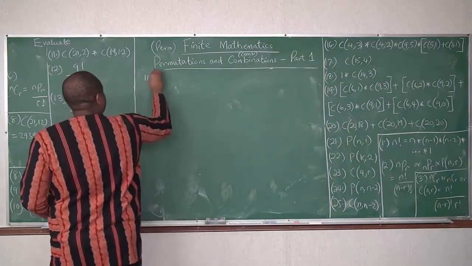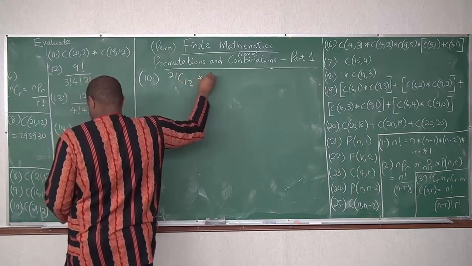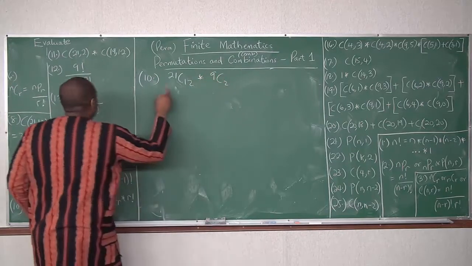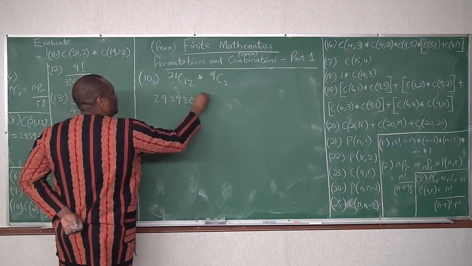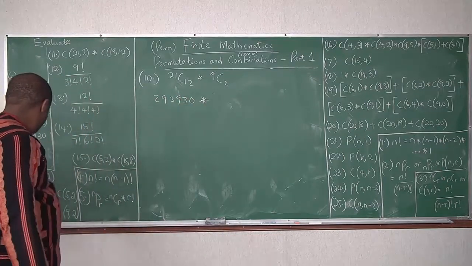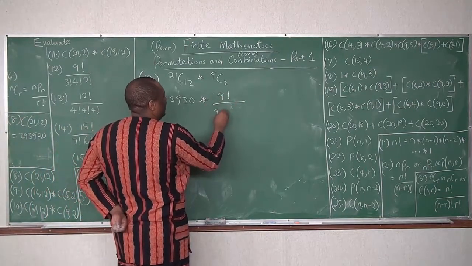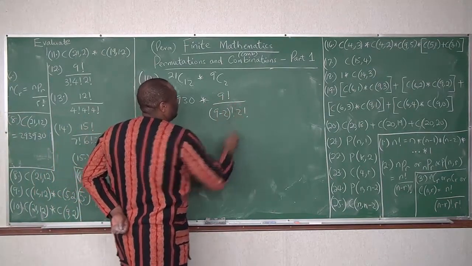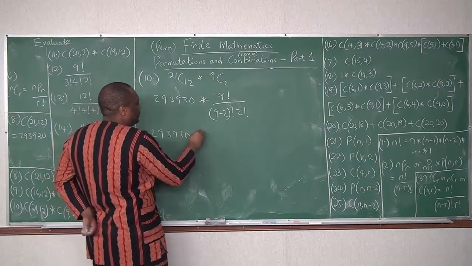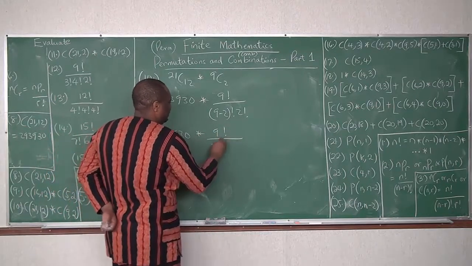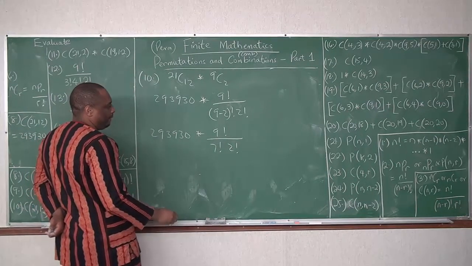So question 10, you have 21 choose 12 times 9 choose 2. We already found this one. So this is 293,930 times 9 choose 2, which is 9 factorial over 9 minus 2 factorial, 2 factorial. So this is 293,930 times 9 factorial over 7 factorial, 2 factorial.